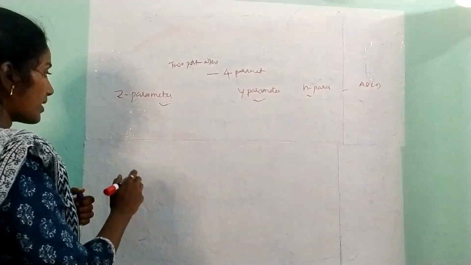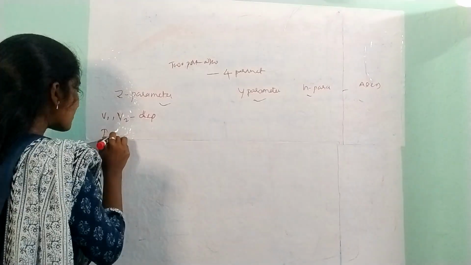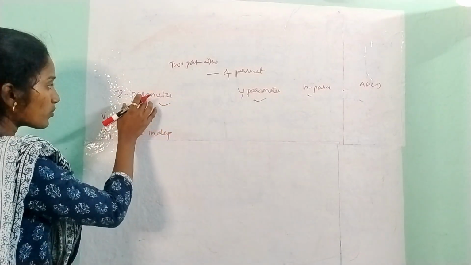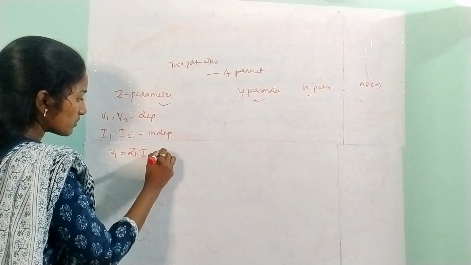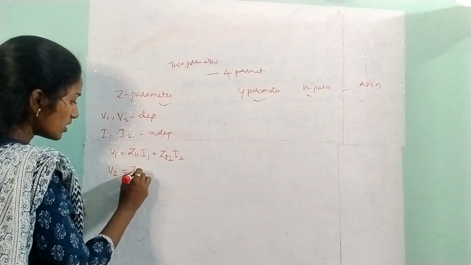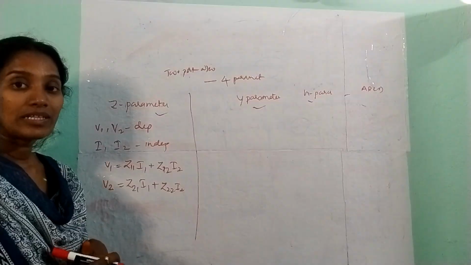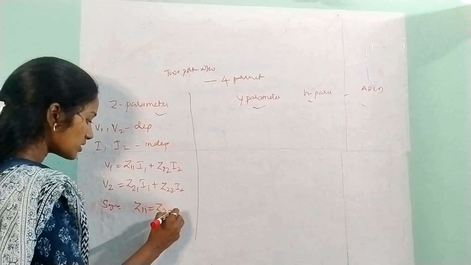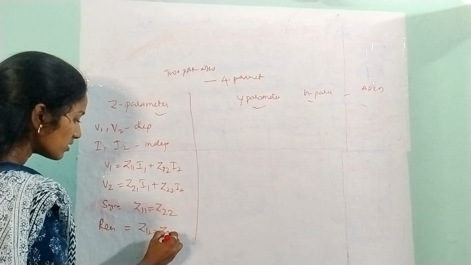Okay, in first Z parameters, V1 and V2 are dependent variables, and I1 and I2 are the independent variables. Okay, so what are the formulas for the Z parameters? V1 is equal to Z11 I1 plus Z12 I2, and V2 is equal to Z21 I1 plus Z22 I2. Okay, we'll see the symmetry condition. Symmetry condition means Z11 is equal to Z22, and reciprocal condition means Z12 is equal to Z21.